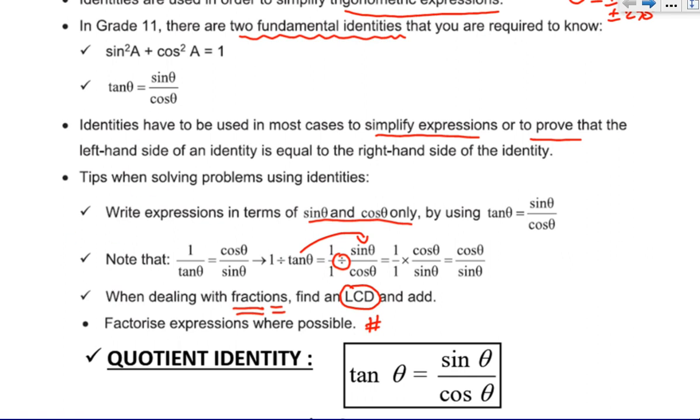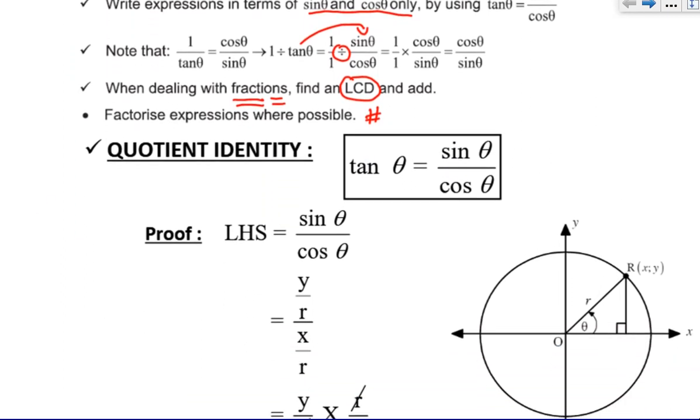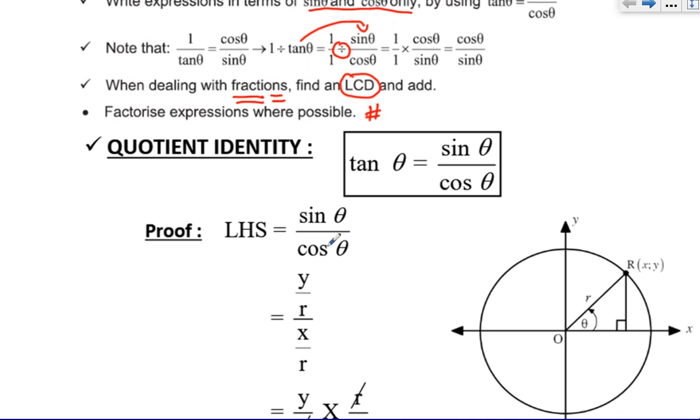Then you have the first identity called the quotient identity, obviously because of the fraction. We want to now prove this identity from fundamentals. This is examinable. Learn for exams. It can come out for 4 to 5 marks. So once again, in this case it's the right hand side, which is equal to sine theta over cos theta. We want this to be the same as tan theta.